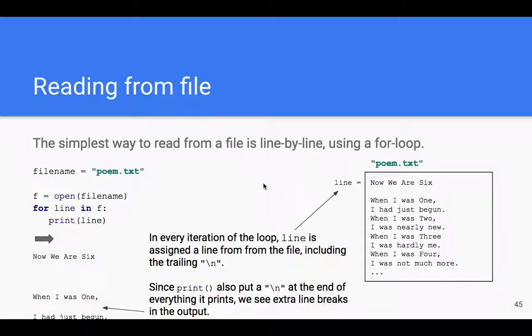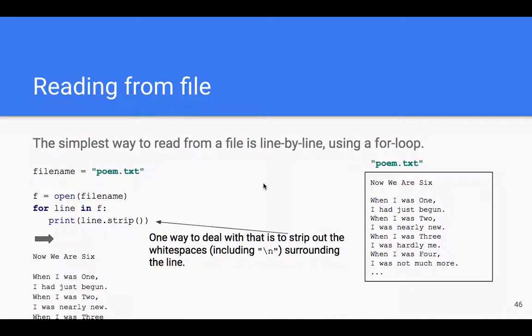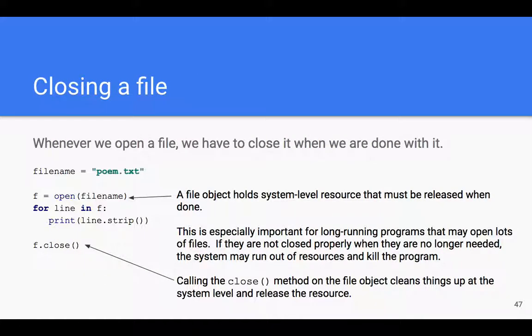Yeah, I think that's what these two slides are trying to say. Okay, now another very important thing about opening a file is that the file object returned by open actually holds what's called system level resources. These system resources are very precious, so they must be released when we no longer hold them. This is really important, especially when the program runs for a long time.